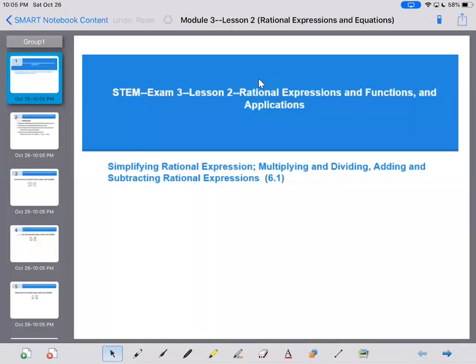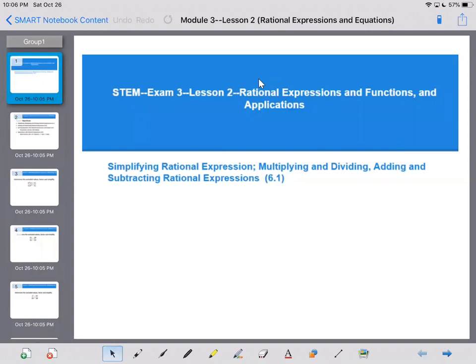So in this video series, we're going to discuss everything with rational equations, rational expressions. We're going to look at simplifying them, adding and subtracting, multiplying and dividing, and how we write our answers. We're going to look at excluded values, which are part of the domain.